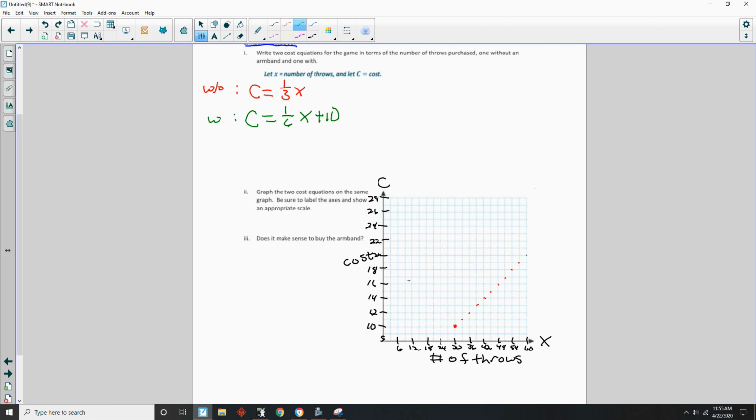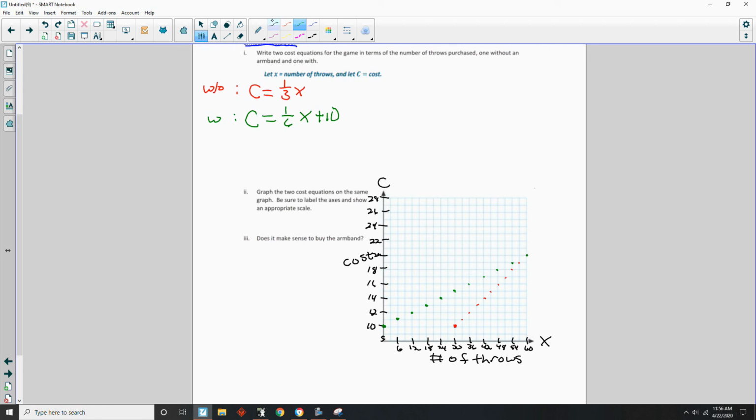If I start at 10 on the other one, I buy an armband, it costs me 10 bucks. 0 throws, it cost me $10. Up 1/6 is right here. Up 1/6 is right here. So let's check that. If I throw 12 times, 12 times 1/6, or 12 divided by 6, is 2. 2 plus 10 is 12. I'm on the 12. So I'm going up 1/6, which is 2 actually. Up 1/6, up 1/6, up 1/6, up 1/6, and so on.